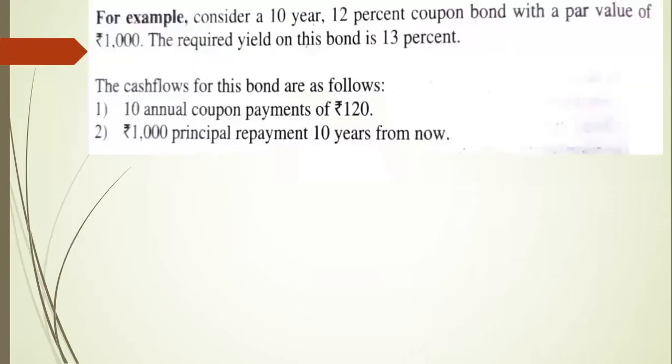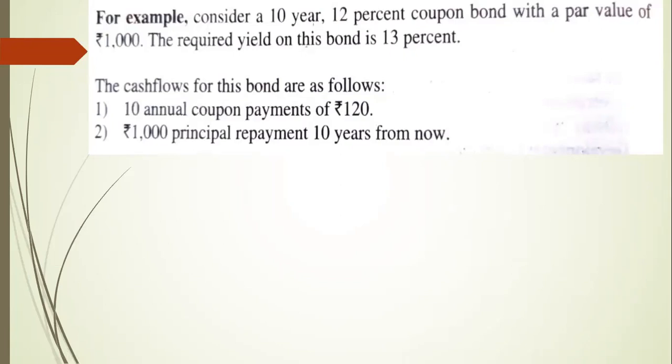For example, consider a 10-year 12% coupon bond with a par value of rupees 1000, and the required yield on this bond is 13%. So the bond term is 10 years, the coupon rate is 12%, the par value is rupees 1000, and the expected yield on this bond is 13%.